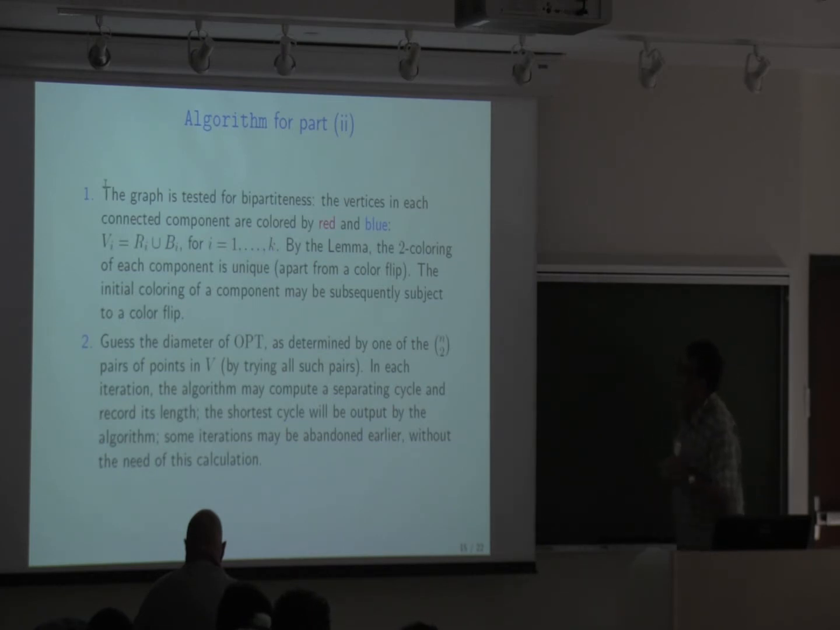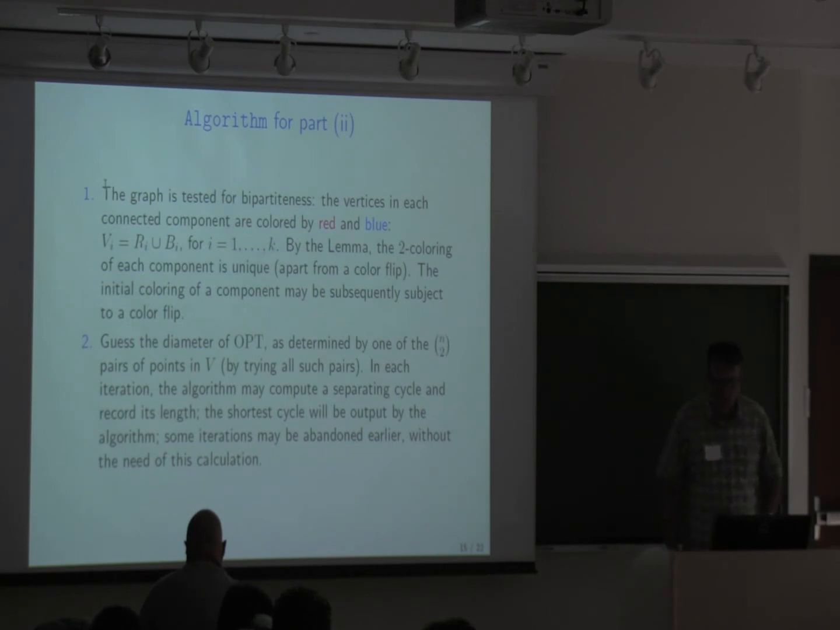And then, in a similar way, instead of guessing some box like they did for the algorithm for the situation where the graph is a matching, we can do a similar approach in the sense that we're going to try all of them to guess the diameter of the optimal separating cycle. Because as you saw, it's polygonal. So we can try all n choose two pairs of points, and one of them is going to be correct.